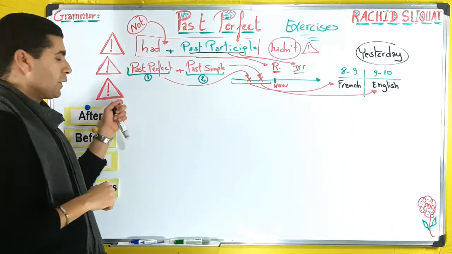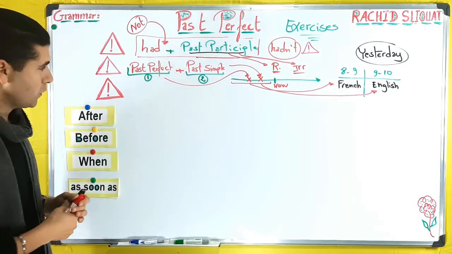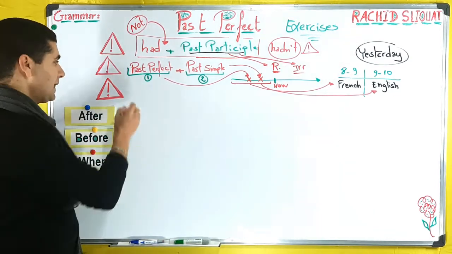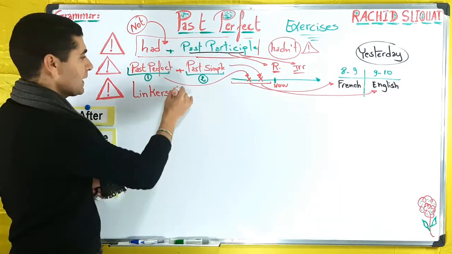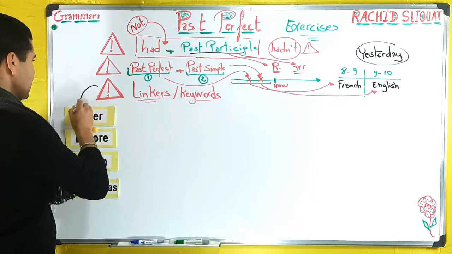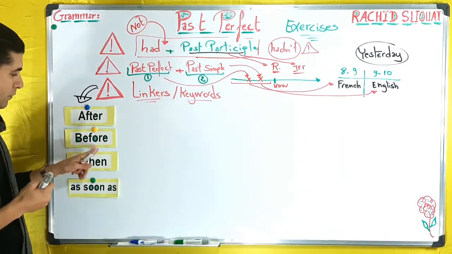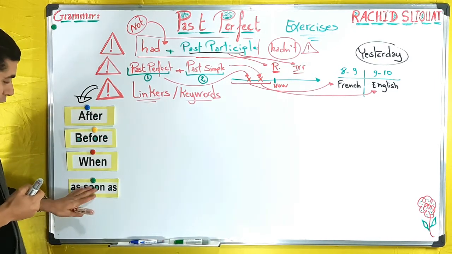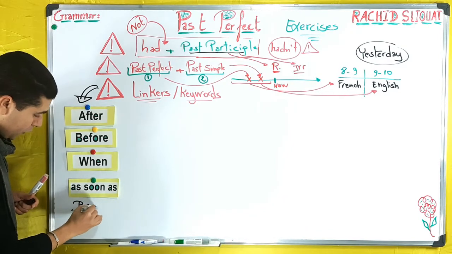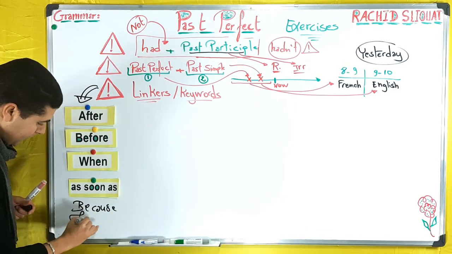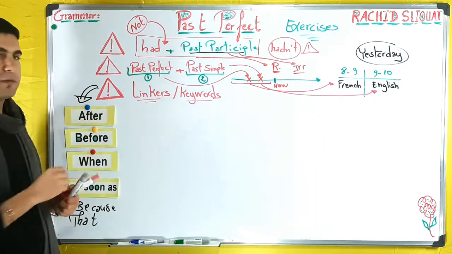All right, number 3, when we use past perfect and past simple together, we use them with some, I would say, linkers, or I also call them keywords. And these are the linkers I am talking about, okay? So here we have after, before, when, as soon as. We can also have something like because or that, for example, okay? So these are the keywords. We use them with the past perfect and past simple.